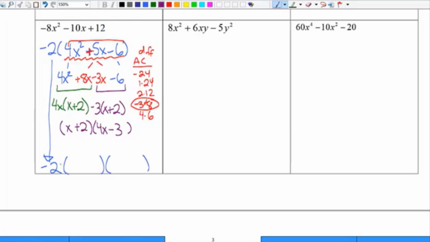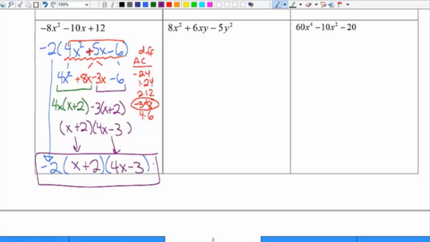Now, good thing I wrote this negative 2 down here, because a lot of students will stop at this step and box it, and that would be wrong. Okay, don't do that. You need to remember to bring down the negative 2, so I went ahead and wrote that in the beginning so that I could just slip my answer in there.